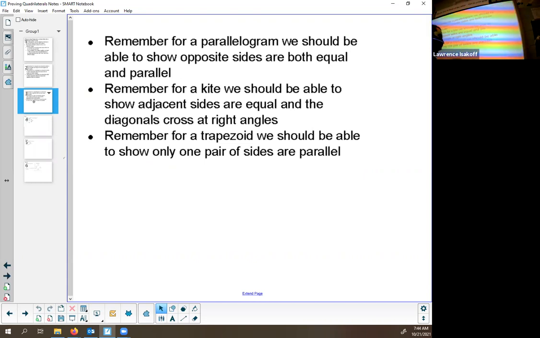The last one, trapezoid. If you suspect something's a trapezoid, we should be able to show that only one pair of sides is parallel. So for a trapezoid, you only have to use slope. You can just use the slope of all 4 sides and say, these 2 are parallel, the other 2 aren't, it's a trapezoid. That will provide your evidence. So we'll get that down, and now I have a few examples for you.